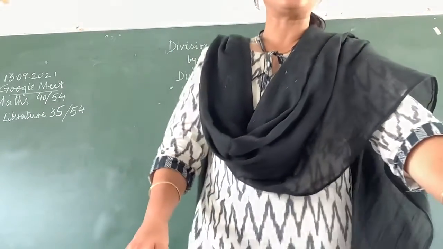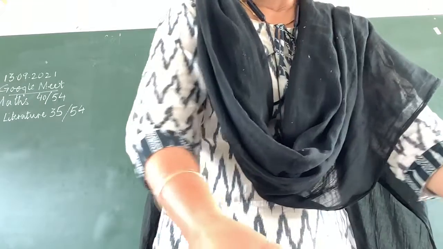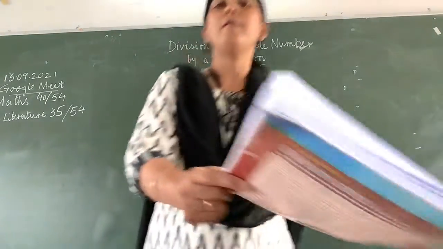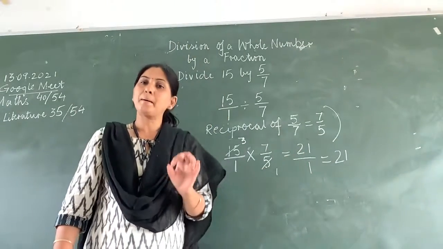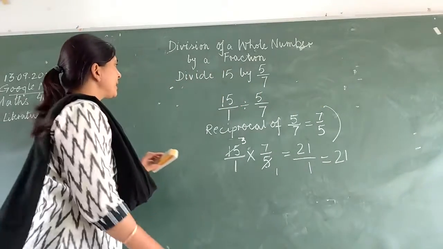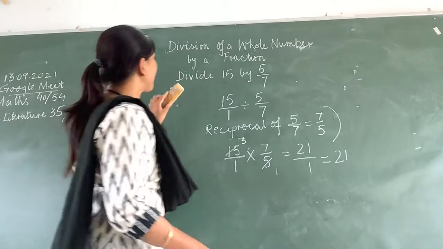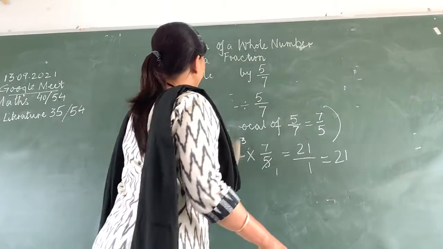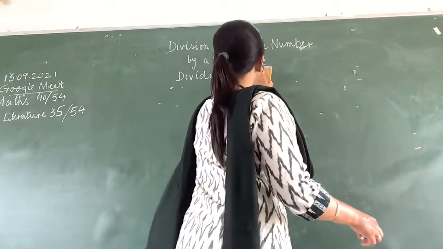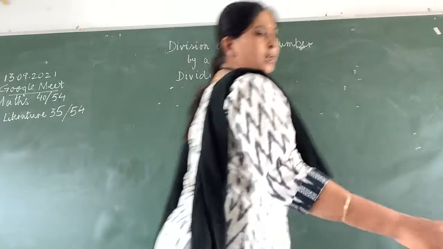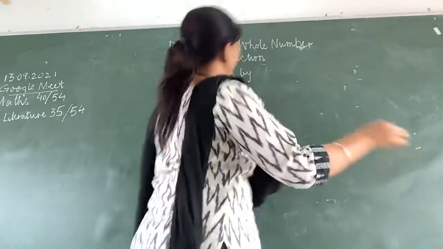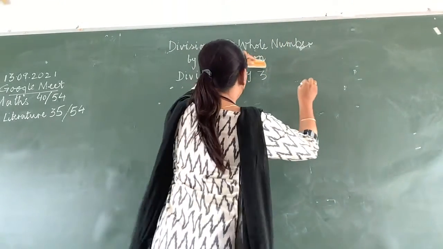Let us take another example now. Children, now let us take another example where we will divide a whole number by a mixed number. The procedure will be the same. You just have to change the mixed number into an improper fraction. Now, let us take the second example. Divide 28 by 3 and 1 over 5.